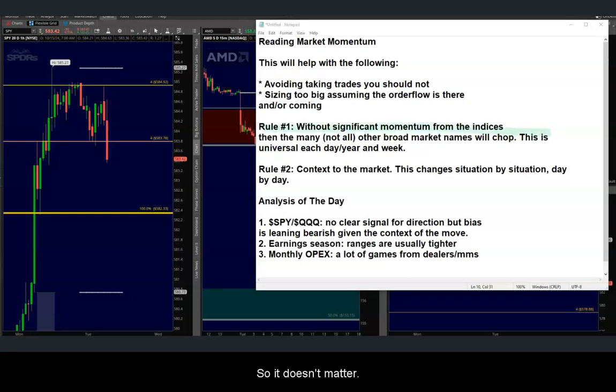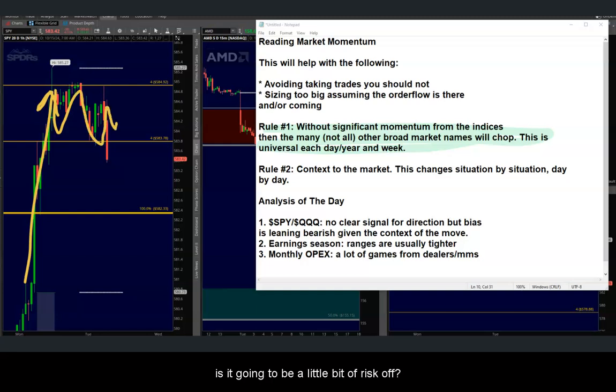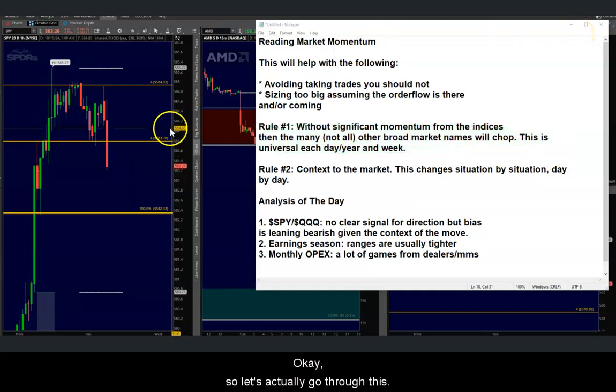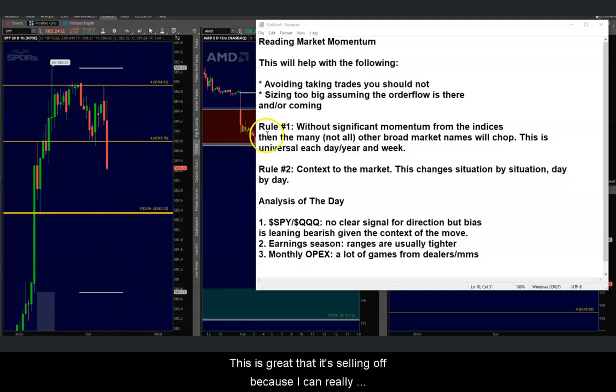Okay. So it doesn't matter, anywhere in the world you are, if you can read the broad market indices and understand, is it going to be an impulsive trend leg? Is it going to be a sideways action? Is it going to be a little bit of risk off? Literally just answering this alone solves so many problems for a lot of traders in the market. Okay. So let's actually go through this. This is great that it's selling off because I can really explain this to you here and now.